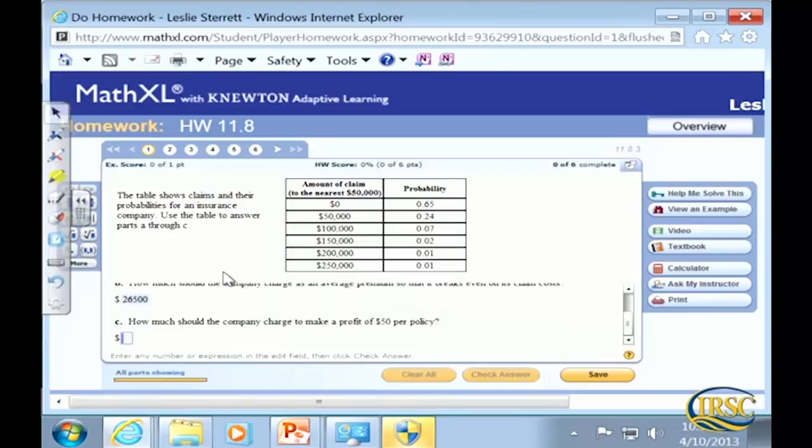Well done. Okay, and again, this does not mean that they're going to collect $26,500 today from their client. They're going to break that up over payments. But the payments are based on how much they want to make sure they earn over a certain period of time. All right, so how much should the company charge if they want to make a profit of $50 per policy?